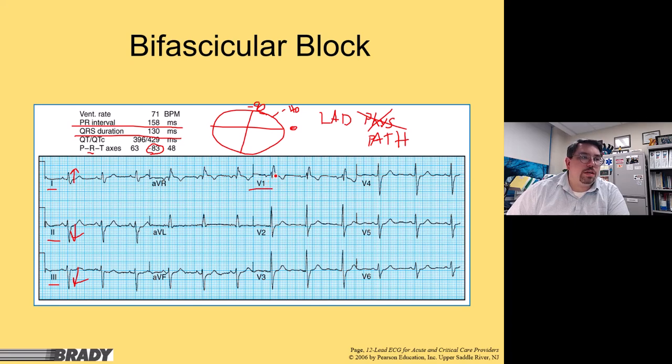I'm going to find my J point. Right there, about my J point. And I'm going to go up and over until I find that point of terminal deflection. This one moves up and to the right. Again, this is going to be an RSR prime complex.